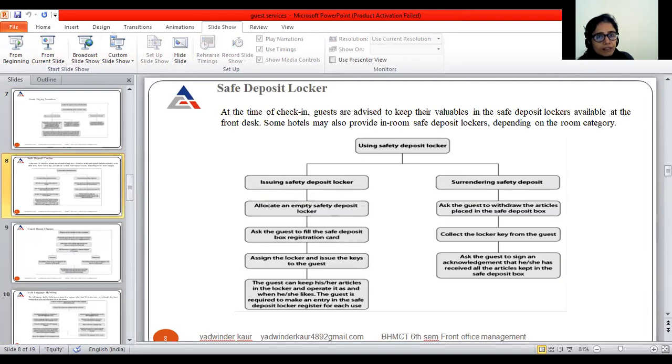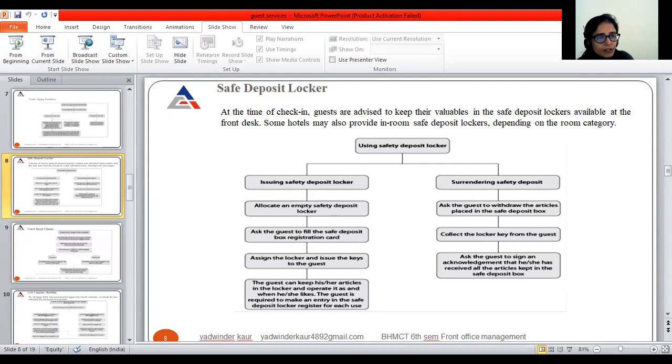Then we have another guest service in the hotel. The front desk will provide the guest with a safety deposit locker. At the time of check-in, guests are advised to keep their valuables in the safe deposit lockers available at the front desk. Some hotels may also provide in-room safe deposit lockers depending on the room category.